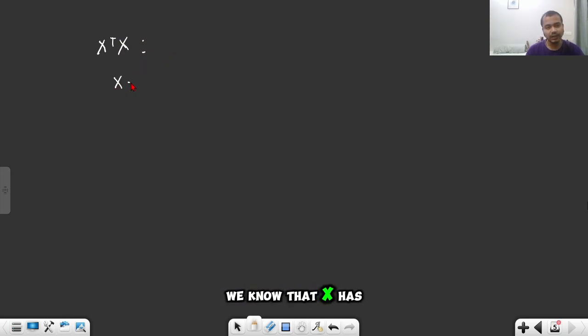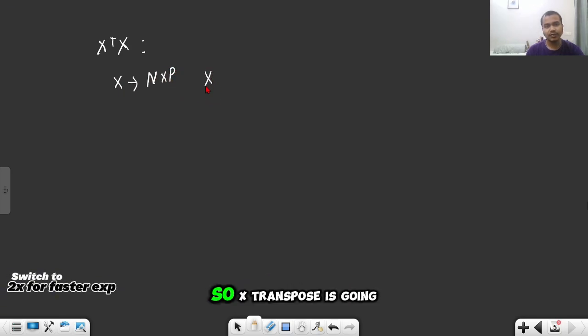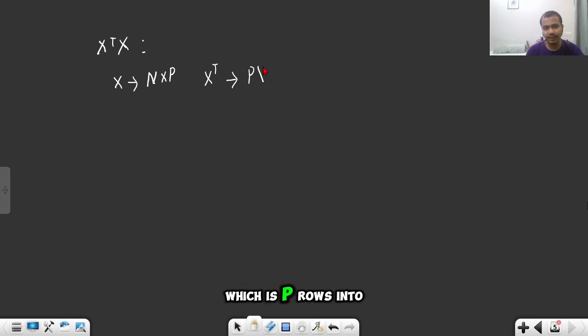We know that X has n data points and p features. So X transpose is just the reverse of it, which is p rows and n columns. What is the order of X transpose X? X transpose is p cross n and X is n cross p.